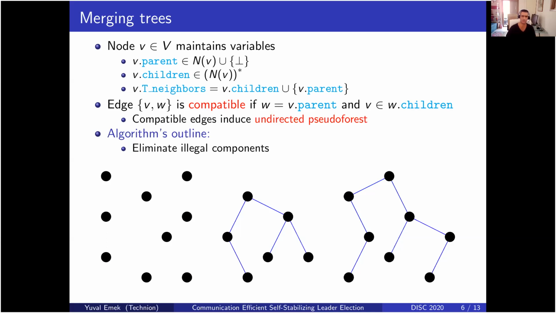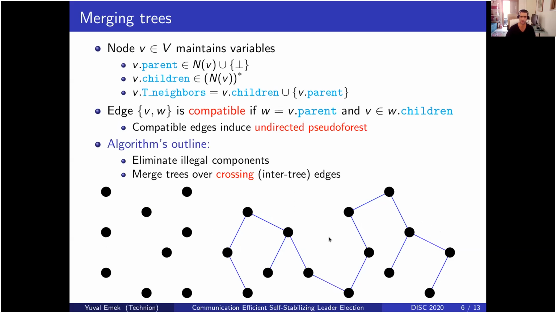And for those, the algorithm attempts to merge them over crossing edges, inter-tree edges. So the algorithm tries to find such crossing edges and then merge the two components over such a crossing edge, forming a larger component. And we keep on repeating it until the whole graph is spanned by a single tree.